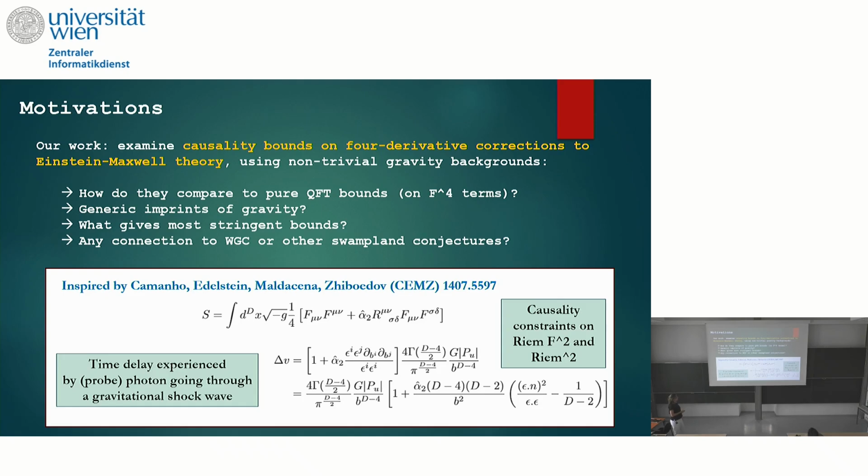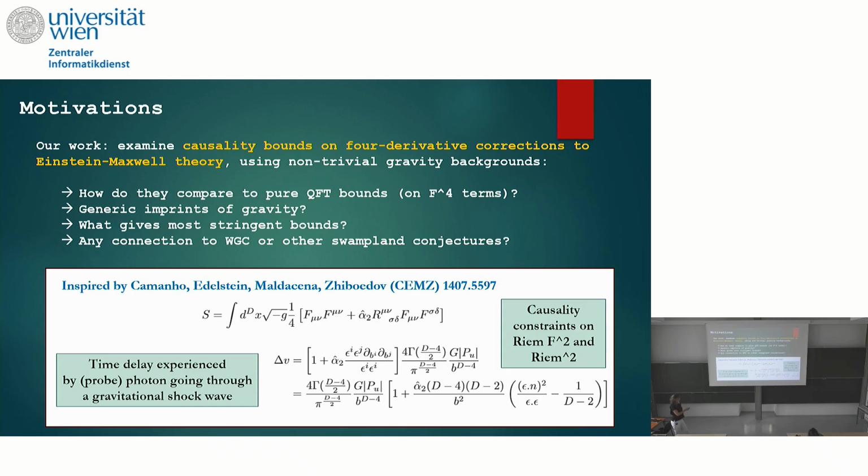So we were motivated by this paper. We wanted to extend it in a way that I'll tell you about. In particular, we wanted to ask, in the presence of gravity, how are the bounds that come from causality compared to the bounds that you would have purely in a field theory without any gravity? That was one question. And what are the generic imprints of gravity? And then also, if you're interested in these bounds, how can you find the most stringent set of bounds? Because different backgrounds, for example, will give you different constraints. We were also naive, and we were hoping that these causality bounds would be somehow related to the weak gravity conjecture. Turns out they're not, but that was one of our original motivations.